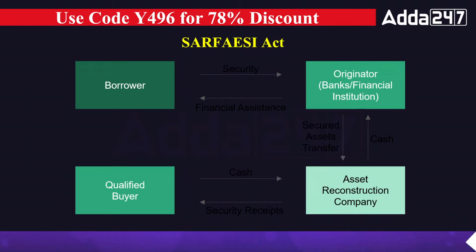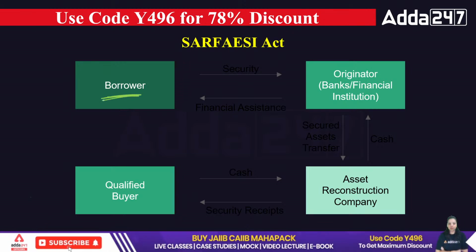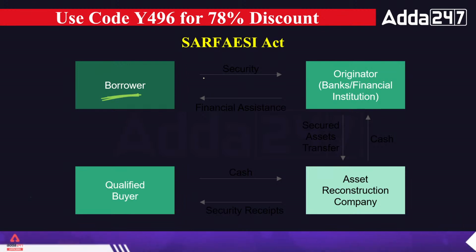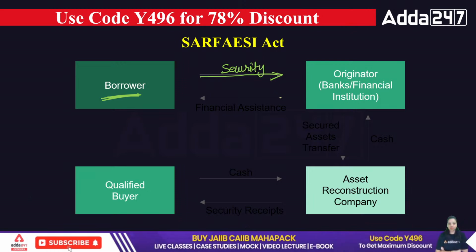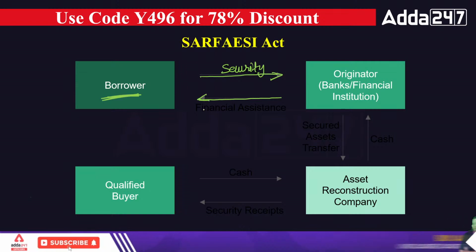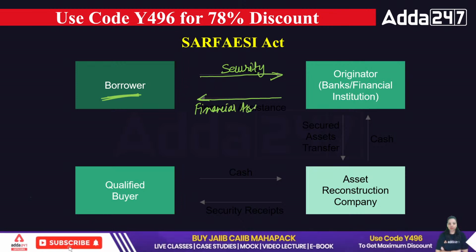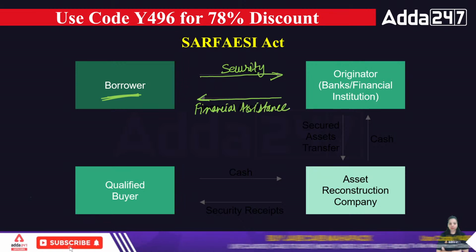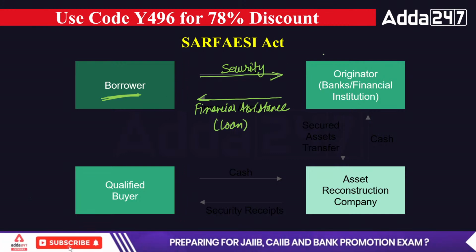Okay, now how it works. So this is the mechanism of the Sarfaesi Act. First we have a borrower. This borrower went to the bank and gave a certain security. Why has he given security? Because he wants some financial assistance. What does the borrower want? The borrower wants funds, the borrower wants a loan. So the bank has given a loan to the borrower and taken a certain security.